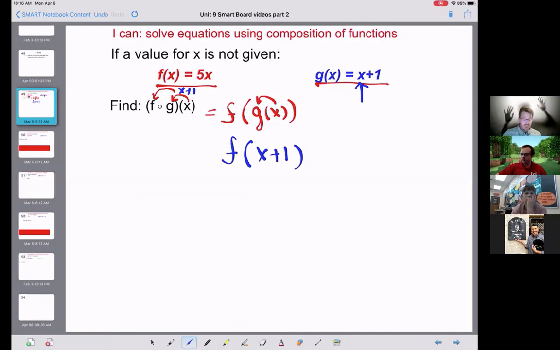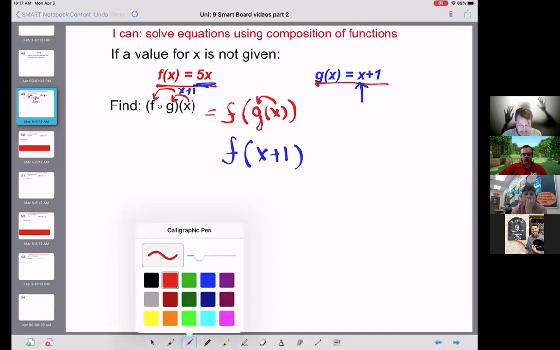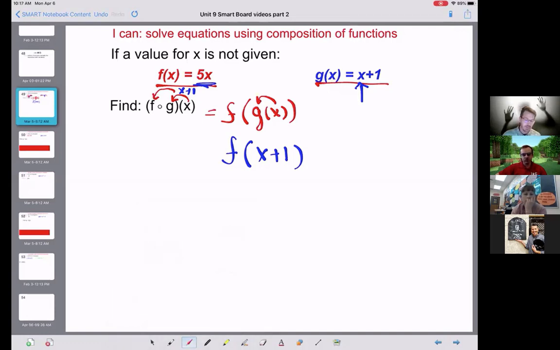That means I'm going to go to the f function, and anywhere in the f function that I see an x, I'm going to replace it with this. And so people say, well, Mr. Craig, are you replacing an x with an x? I'm really not. I'm replacing the x value with x plus 1. So I go to the f function, and I'll put it to the side here, f of x plus 1. That's going to be 5, and then parentheses where we have the x plus 1. And then I'm going to plug in x plus 1.